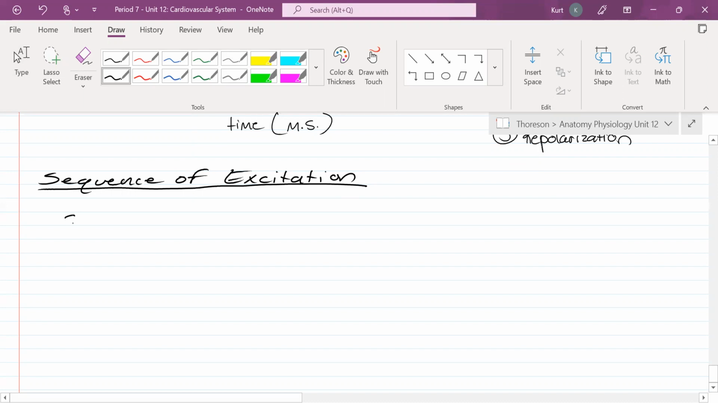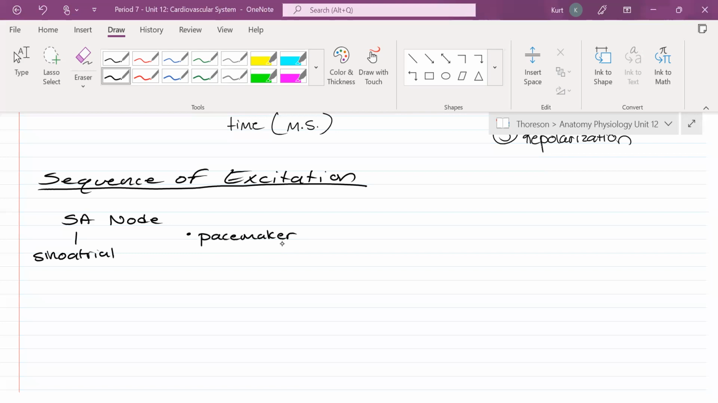Yesterday, we mentioned the SA node. The SA node stands for sinoatrial. This is truly your natural pacemaker. There are plenty of people throughout this country and throughout this world that have to have a pacemaker installed within their body because for whatever reason, their own SA node, their own natural pacemaker, isn't working properly.